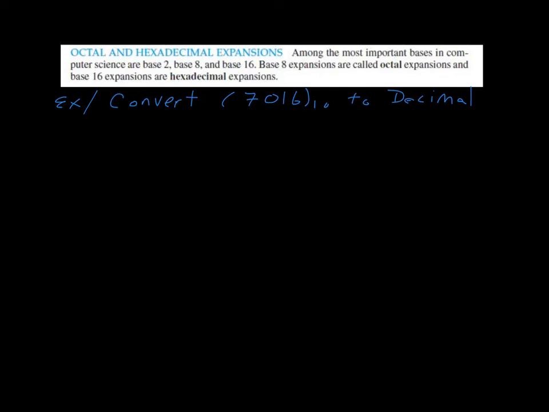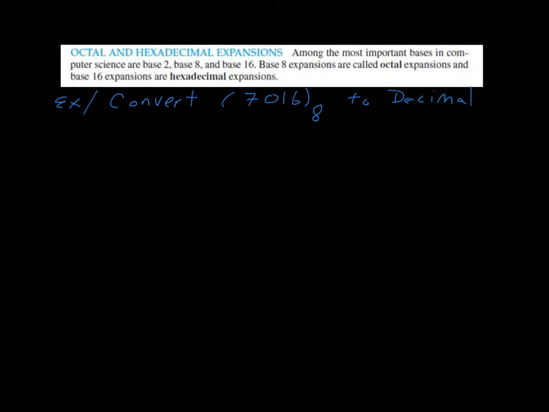Okay, moving on. Octal and hexadecimal expansions. The most important cases in computer science, other than decimal, are base 2, base 8, and base 16. Base 8 expansions are called octal expansions, and base 16 expansions are called hexadecimal expansions. So let's do some examples of those. That right there should be an 8. I want to convert 7016 base 8 to decimal.